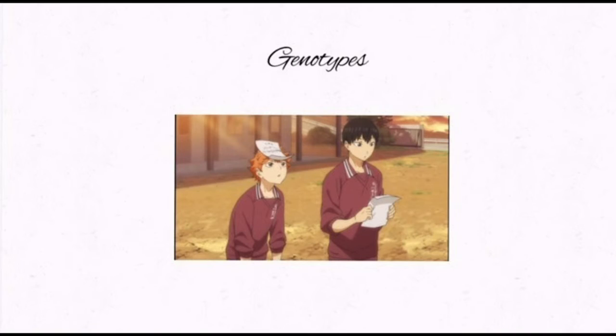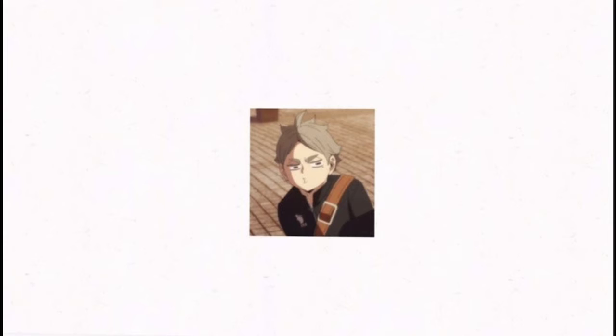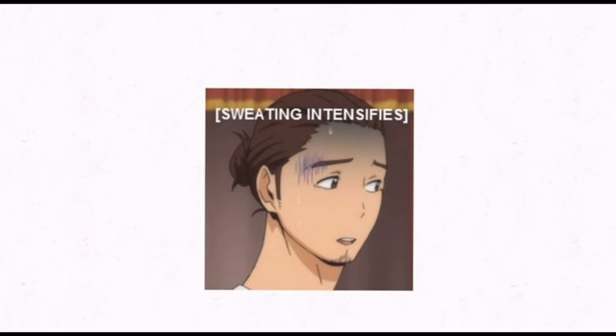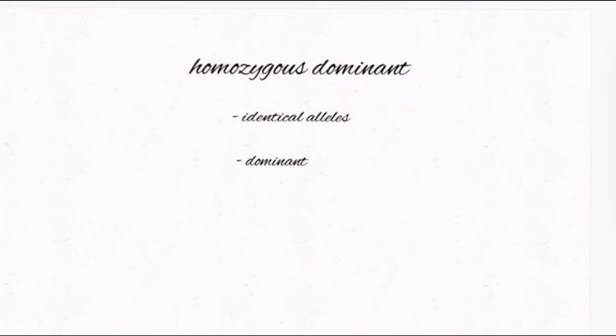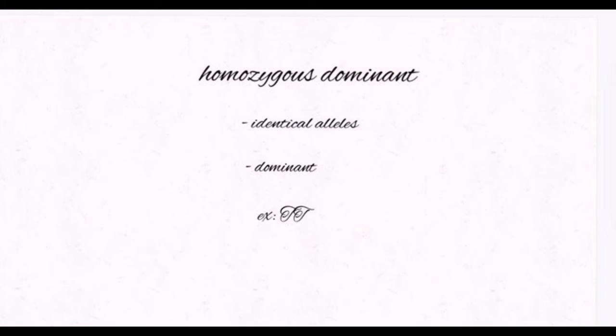Alright, so now we'll move on to genotypes and what they are specifically and going more into depth. Well, first off, there's like 3. Alright, so the 3 would be heterozygous, homozygous dominant, and homozygous recessive. Since I already defined this, I'll just be talking about the last 2. Homozygous means the 2 identical alleles, and dominant just means a dominant allele. So there would be 2 uppercase T's.